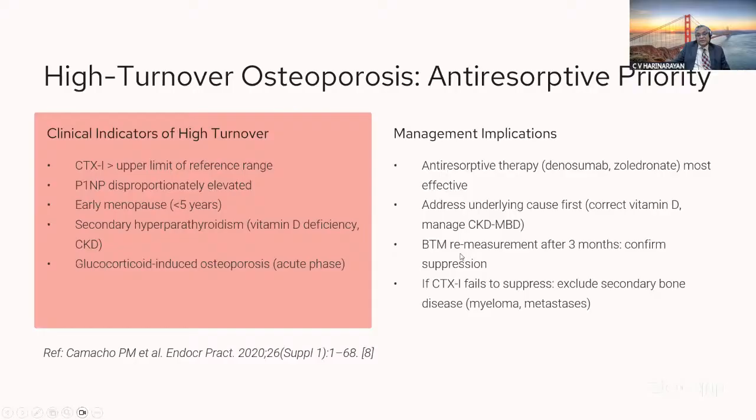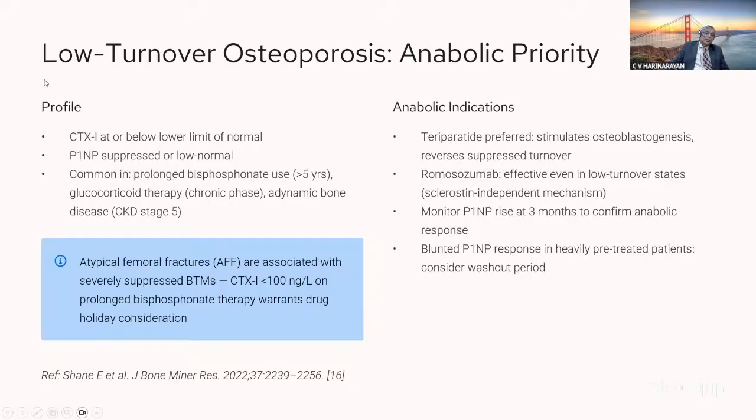Bone turnover markers, measurement after 3 months, confirm the suppression. If CTX fails to suppress, exclude secondary causes, myeloma and metastasis. Low turnover osteoporosis, anabolic therapy is a priority. CTX at or below the lower limit, P1NP suppressed to normal, common in prolonged bisphosphonate therapy, glucocorticoid or adynamic bone diseases, or atypical fracture of humerus are associated with severely suppressed bone turnover markers.